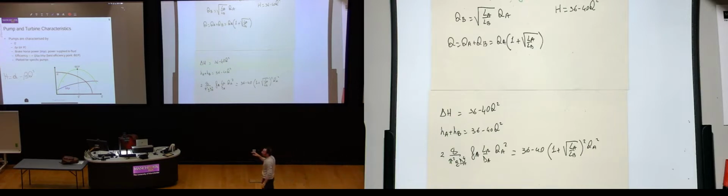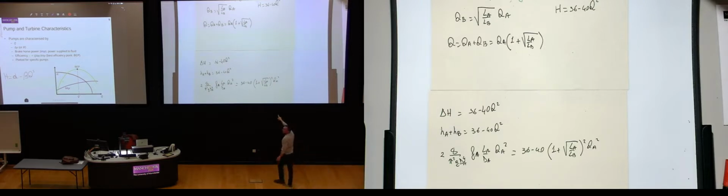In this example, we first apply the continuity we said before, that the flow rate is the sum of the single contributions. And we did some simplifications because I told you that I'm very kind with you and the friction factors are the same, the diameters are the same too. Then we estimated the head loss in the single pipes, and we assume that the pump has to fight against these two head losses. So the head provided by the pump, 36 minus 40 Q power 2, is equal to the head losses in the two pipes.